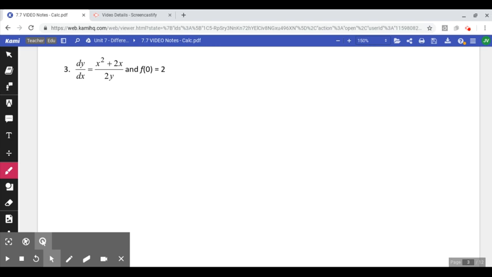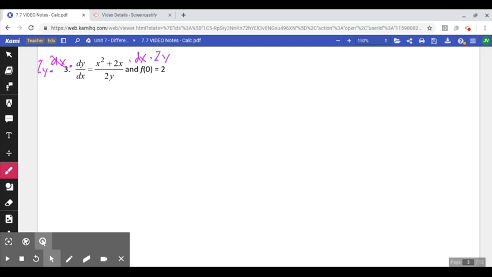In this problem, we're given a differential equation, and now we have both x and y on the right-hand side. So this is a little bit different than the previous two examples. We're still going to start this one off by separating the variables. To do that, I'm going to multiply by dx on each side, and I'm also going to multiply by 2y. Now you can do this in two different steps if you'd like, but it'll work in one.